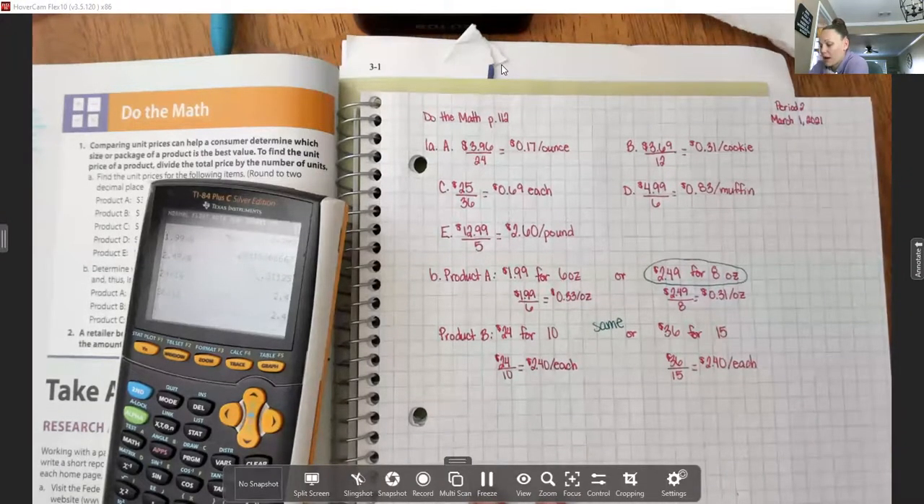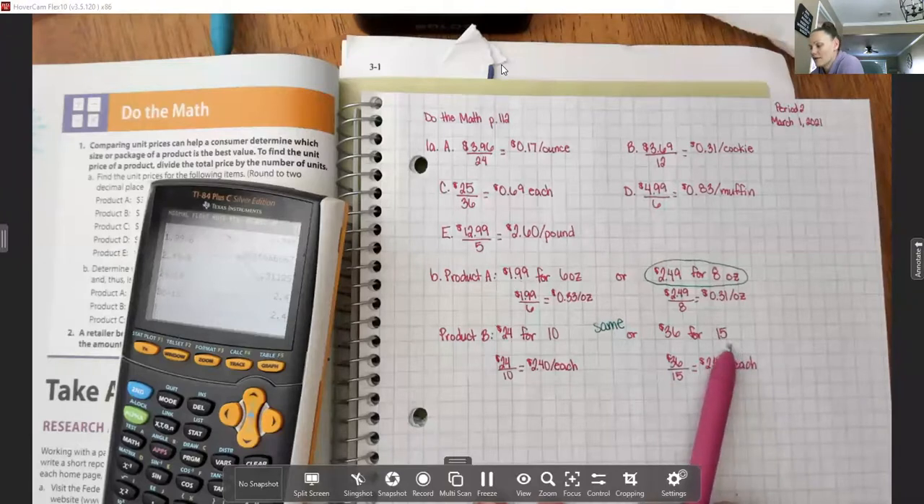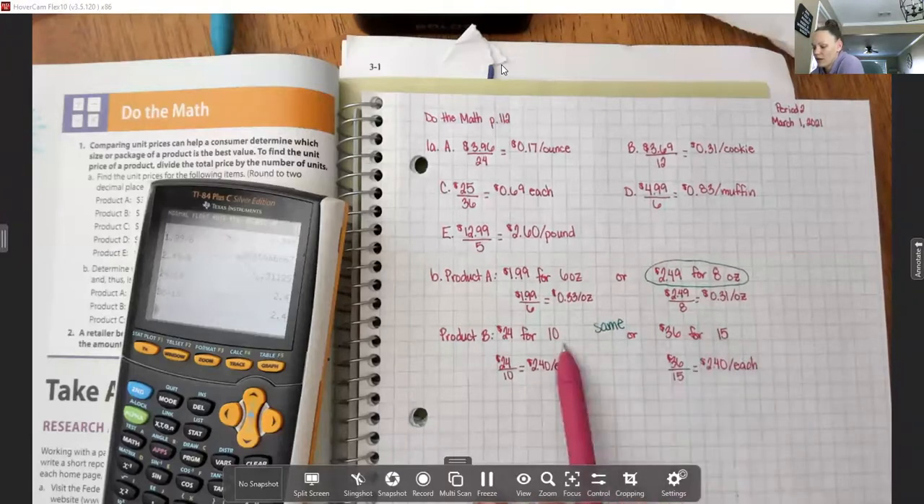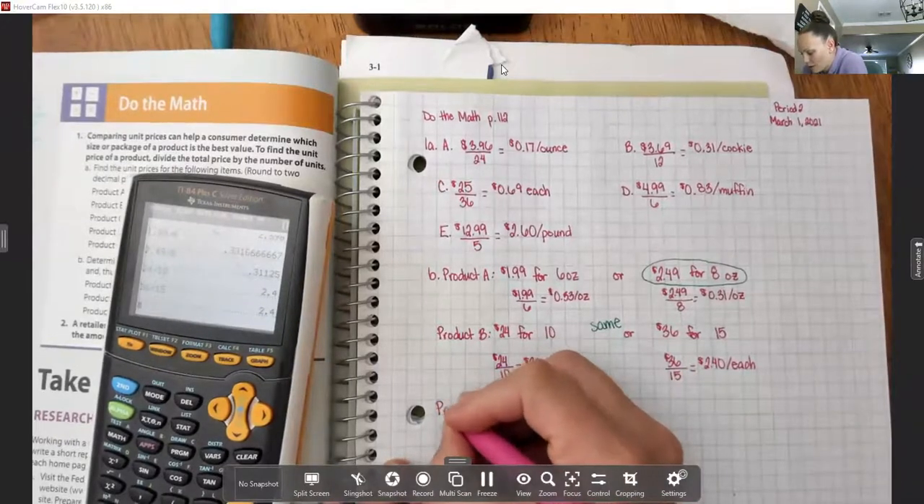So this would just be a matter of whether you wanted 10 of this product or 15 of this product. Are you going to go through 15 before they go bad? Do you not need 15? Do you need 10? Just whatever, depending on what the product is.